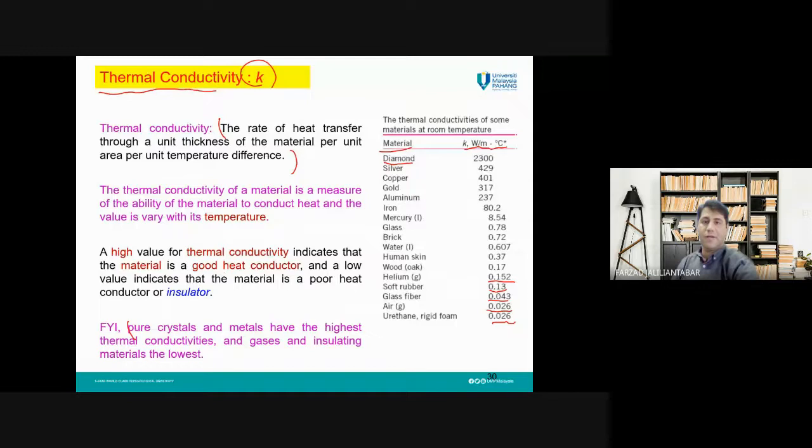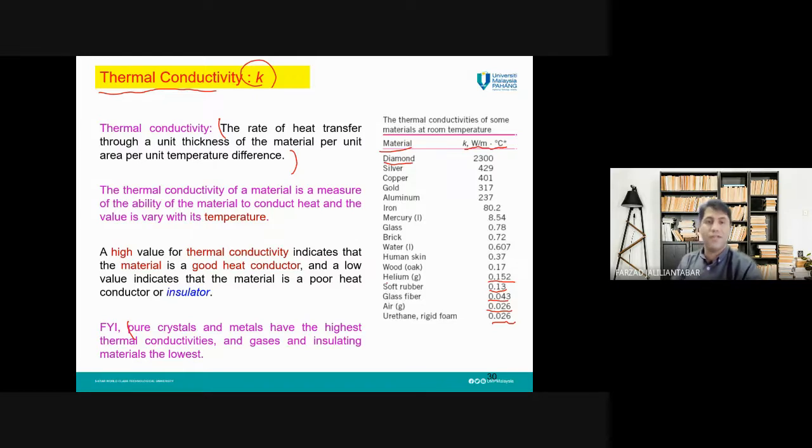So for insulation, we use gases. In some cases, we use air as an insulator. For example, we have a gap between two glasses in windows because of its insulation properties.